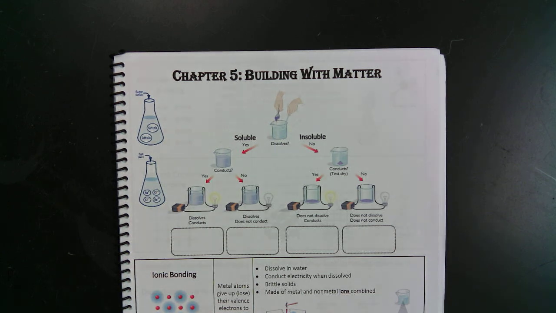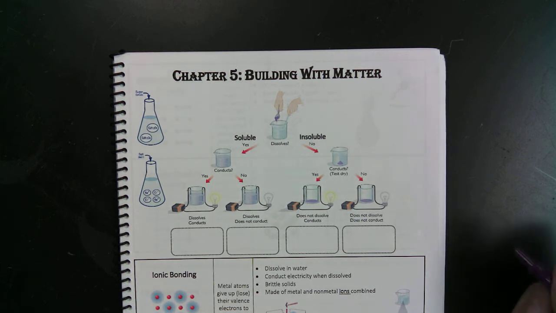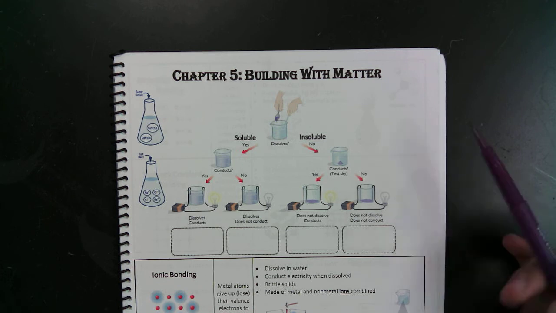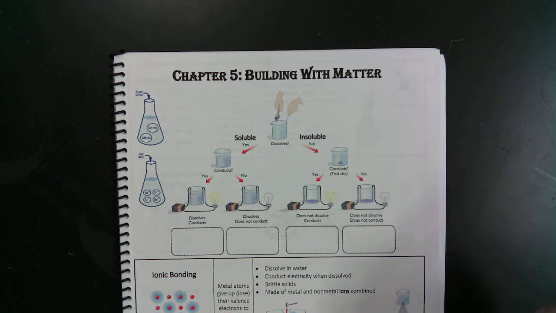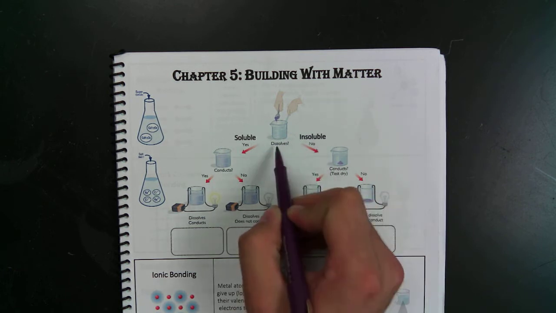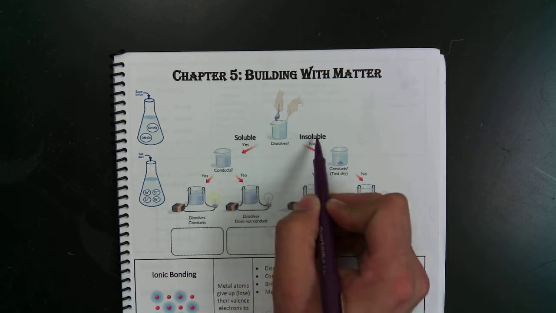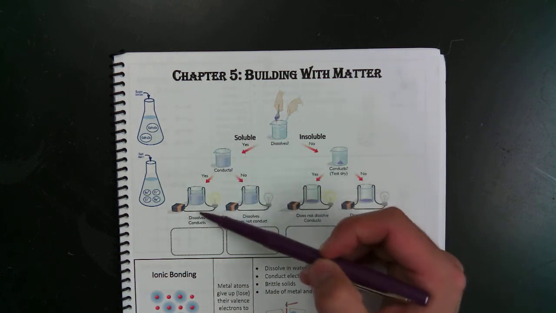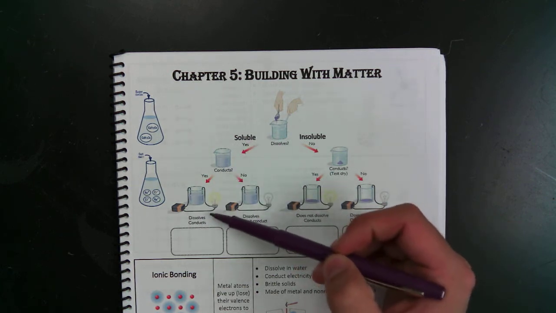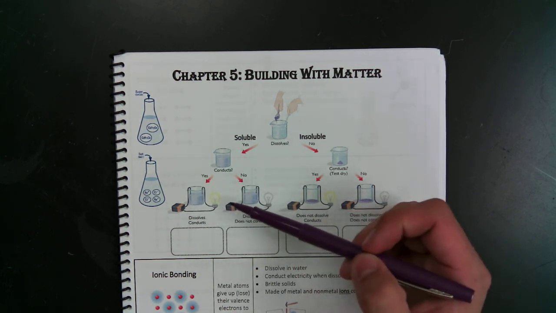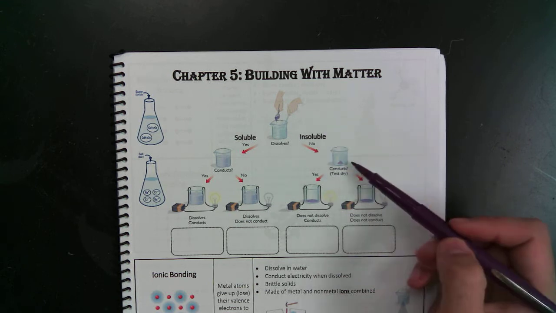Chapter 5 was called Building with Matter, and it was where we got a chance to look at the different properties that matter has. In the first activity of the chapter, we looked to see if matter was soluble or insoluble in water, meaning did it dissolve or not dissolve. And if it did dissolve, did it conduct electricity? When we put the bulb inside with the two wires, did that matter complete the circuit or did it not? And then if it was insoluble, we looked at the same question.